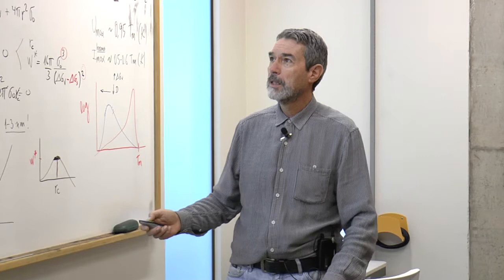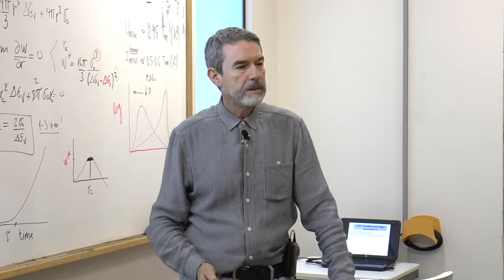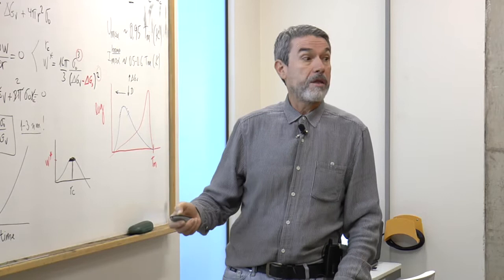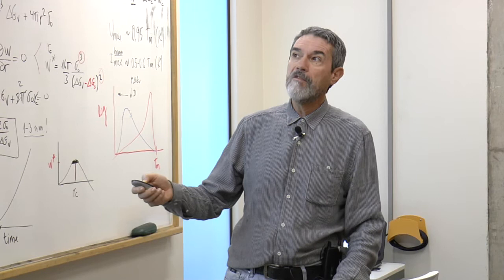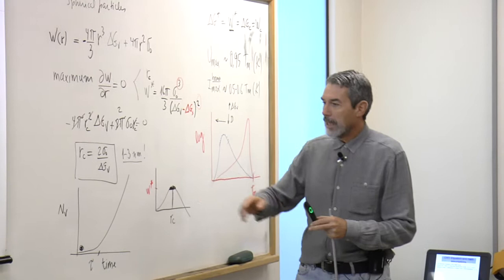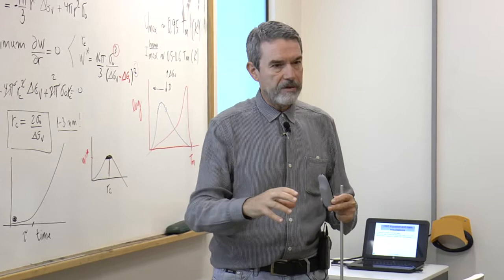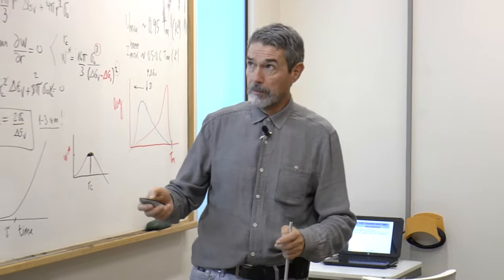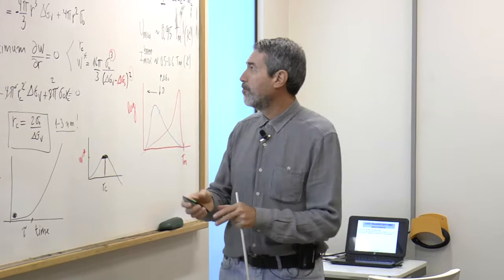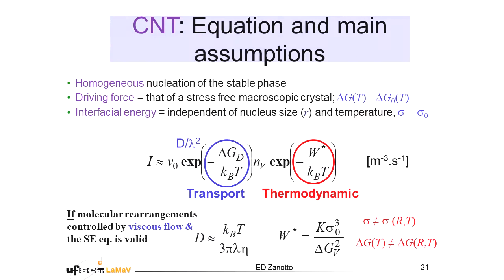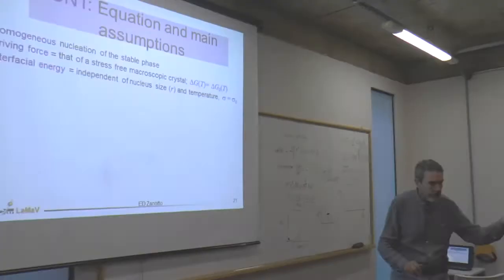What sort of assumptions are embedded in that expression? We are assuming homogeneous nucleation of the most thermodynamically stable phase. We are assuming that the driving force is a delta G. The driving force is the free energy difference between the liquid and the crystal phase, delta G. It can be calculated, it can be measured. But we are assuming stress-free, so far we are neglecting this term here, okay? And also that it does not depend on the nucleus size. If you recall, the nucleus size is between 1 and 3 nanometers. It's very, very small.